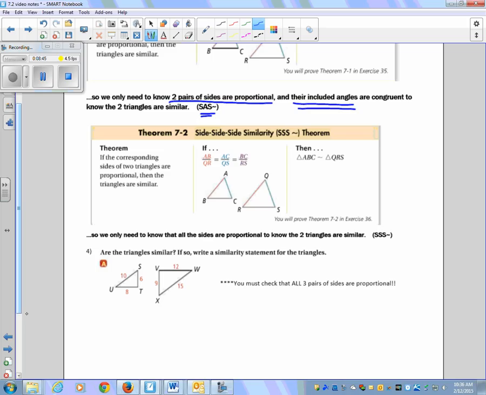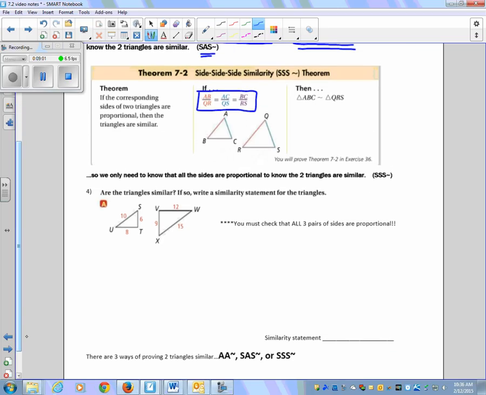The next one here is SSS. So this theorem is just knowing that all the sides are proportional to each other. No angles involved, but we can check the sides being proportional on two triangles. So down here, are the triangles similar? Well, here it looks like we are not dealing with any angles. They didn't give us any angles. So that eliminates the possibility of AA or SAS similarity. Here, we're going to use SSS similarity.